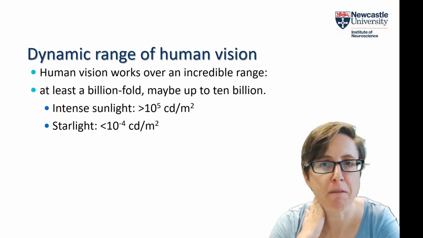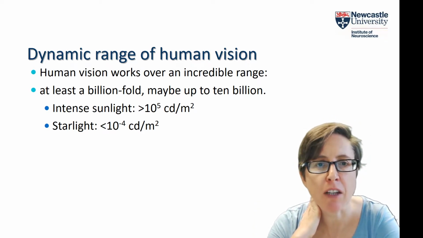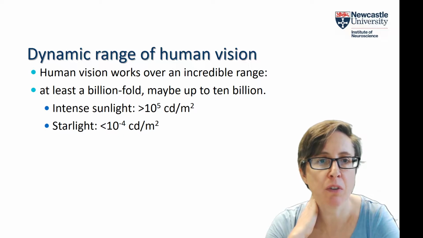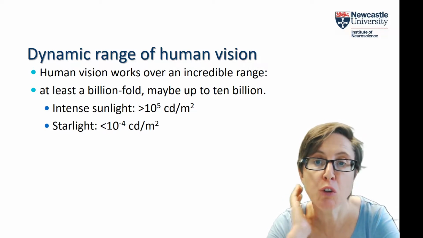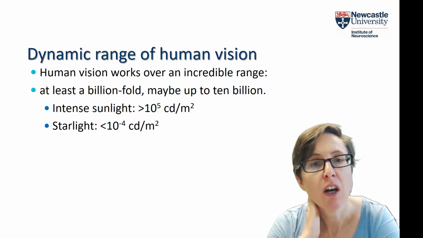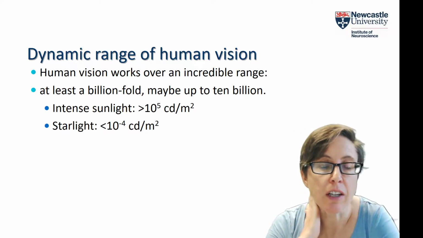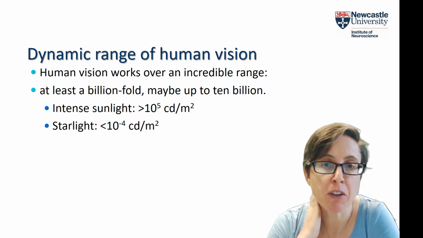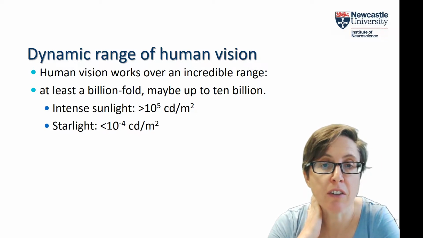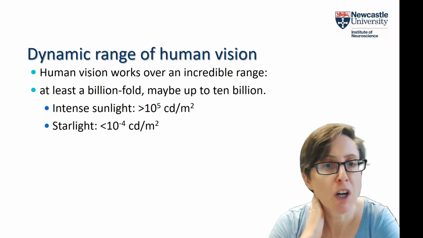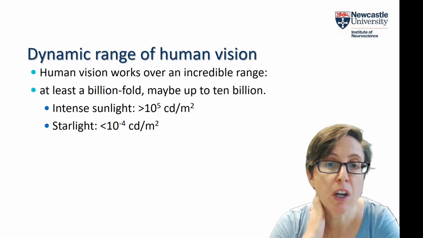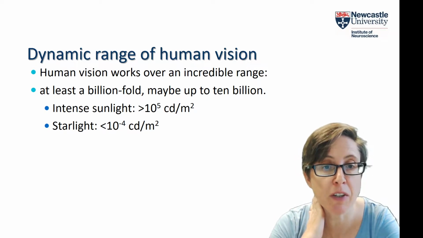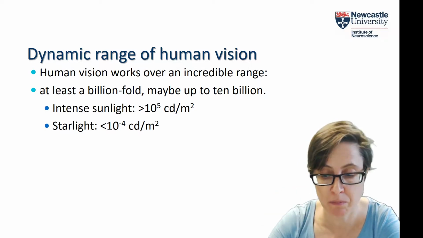A striking fact about vision is its dynamic range. So that's the range of light levels over which vision operates. It's at least a billionfold and arguably up to 10 billion. In intense sunlight, the brightness, which is measured in candela per metre squared, can exceed 10 to the power 5, whereas in starlight it can be less than 10 to the power minus 4. So you can see our vision operates over 9 orders of magnitude.